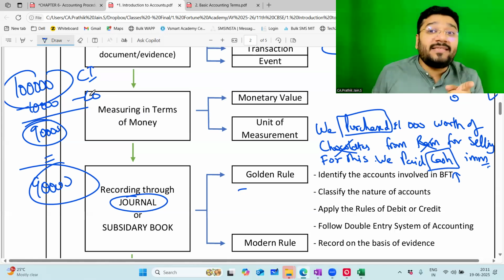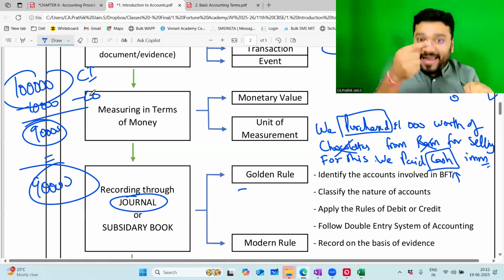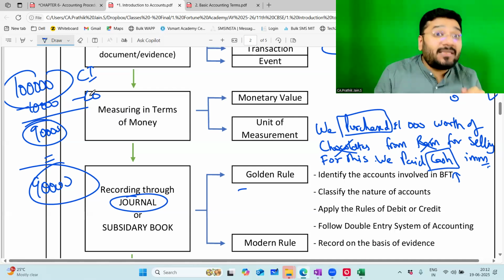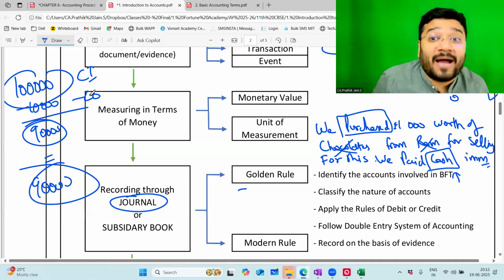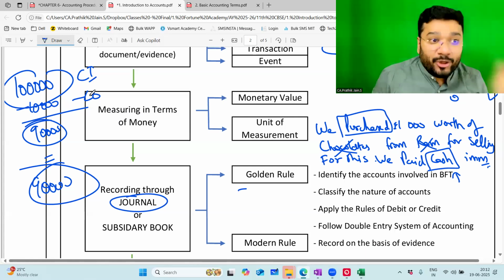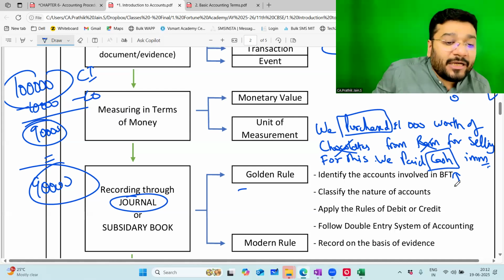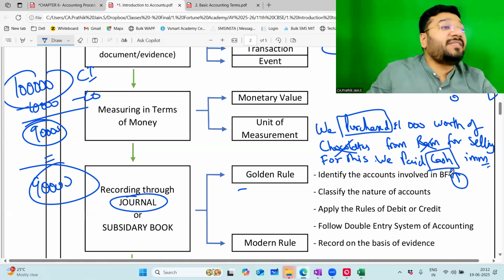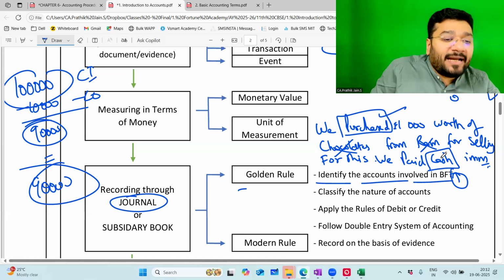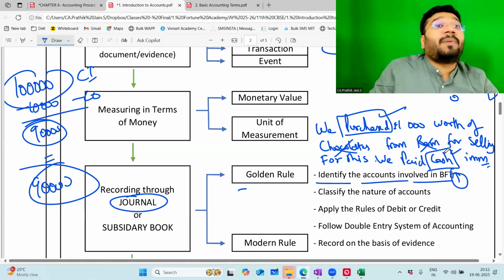So I give a logical reason why I need purchase and why I need cash. Purchase is needed because I need to book my expense. Expense is important in business because it helps me reduce my income, and reduced income in turn helps me reduce my taxes. And cash is important because I need to match my book cash with physical cash. So once you identify the accounts involved, what did you identify? Purchase and cash. Now you have to apply the rule.